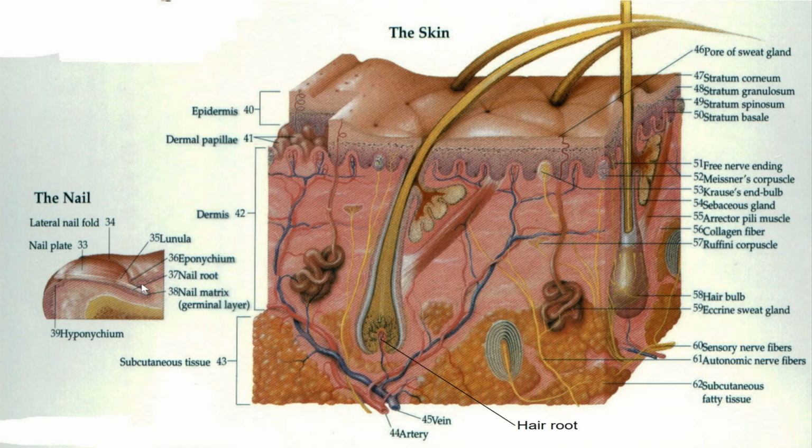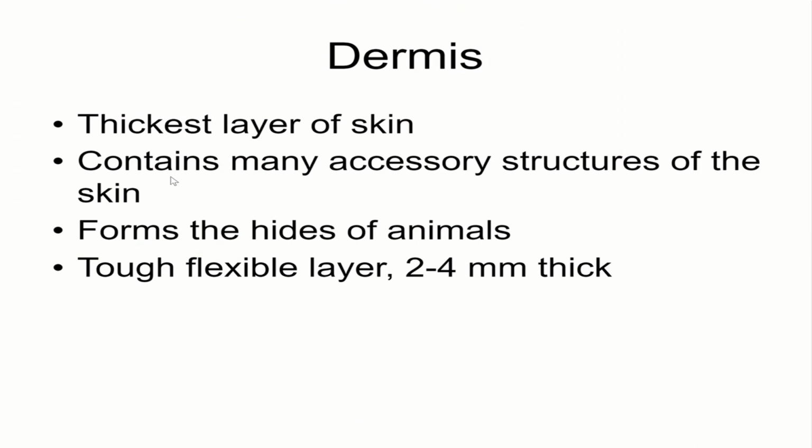So we are talking about our second lecture in the integumentary system, otherwise known as the skin, and it focuses on the dermis. This is our picture of the skin. Remember, we talked about the epidermis last time. Now we're going to focus on the dermis, which is this big middle section here with all of the interesting bits in it. So the dermis is the thickest layer of the skin, and it is the one that contains most of the accessory structures that we find in the skin.